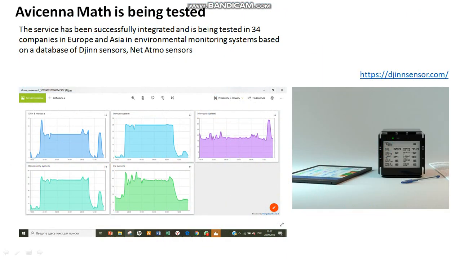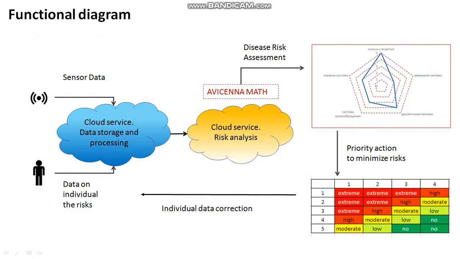Avicenna Math is an analytical part of our IoT and cloud platforms of different air quality monitors. The workflow of the platform is rather clear. Collected data from sensors and humans goes to the cloud and is analyzed there. So our customers are provided with different analytical indexes, for example, disease risk index from Avicenna Math.